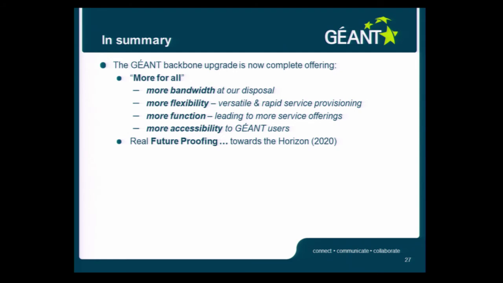In summary, the Giant backbone upgrades are now complete. There is new equipment and more for all. There is more bandwidth. There are 500 gig super channels on Infinera, 100 gig on IP, 100 gig on switching, so you can connect at 100 gig. A lot of bandwidth at our disposal, so come and use this network.